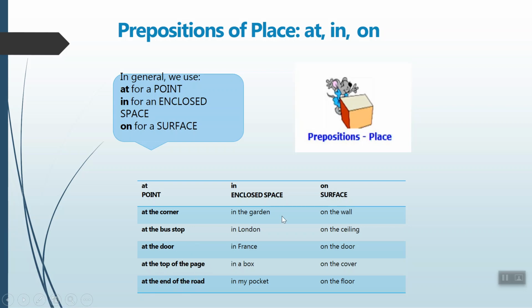You see? Here, any closed space: in the garden, in London, in France, in a box, in my pocket. On a surface: on the wall. Something on the wall, on the ceiling, on the door, on the cover, on the floor. You see?